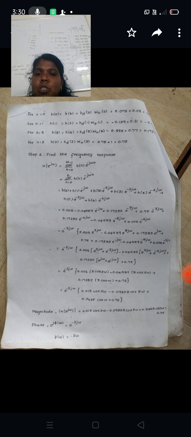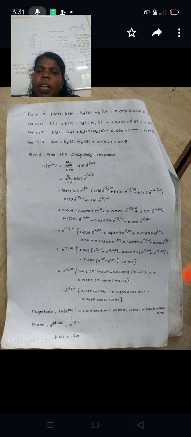Then summation. So h of 0 plus h of 1 into e power minus j omega plus h of 2 into e power minus 2 j omega plus h of 3 into e power minus j 3 omega plus h of 4 into e power minus 4 j omega plus h of 5 into e power minus j 5 omega plus h of 6 into e power minus 6 j omega. Okay, next here we substitute the value of h of 0 to h of 6.